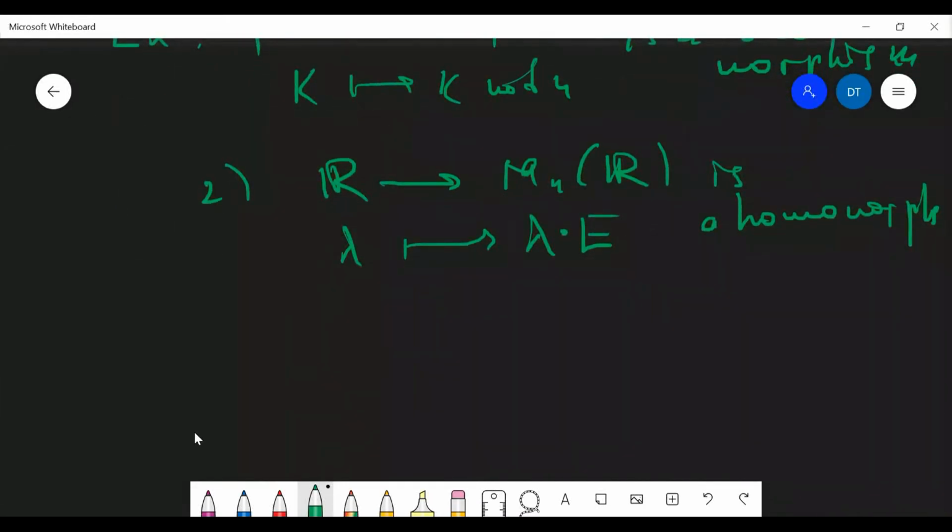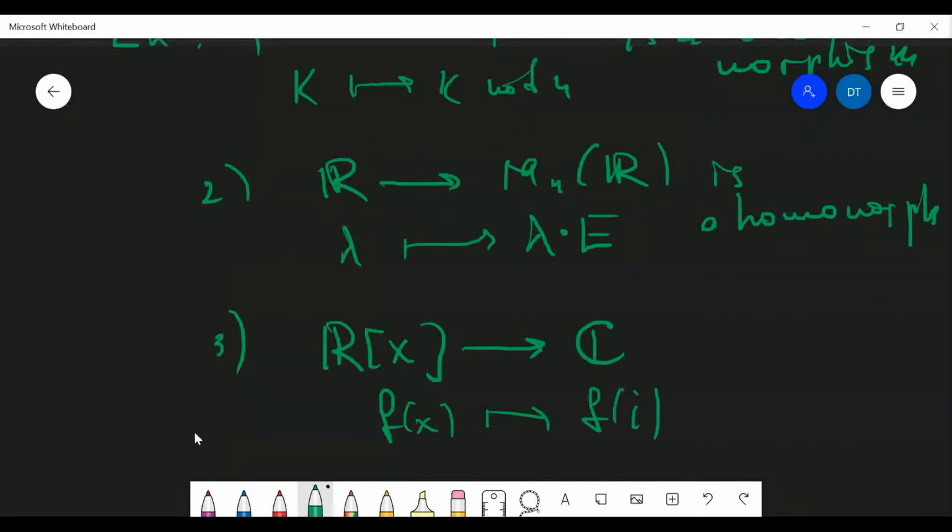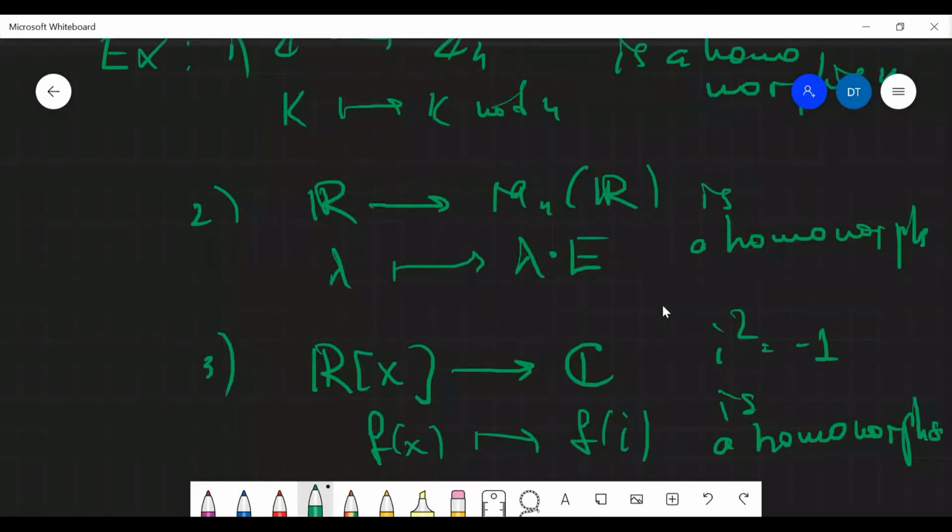Then there is another example, example number 3. We can take the ring of polynomials with real coefficients and the field of complex numbers. Then there is a map taking each polynomial f of x to its value at the imaginary unit, f of i, where i squared equals -1. This is also a homomorphism. So these are different examples of homomorphisms.